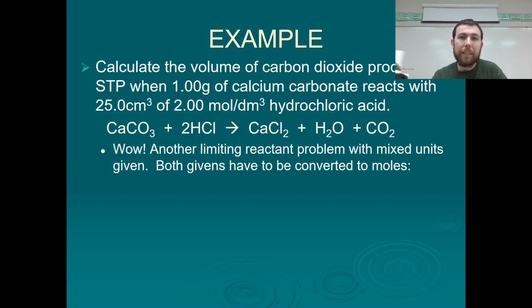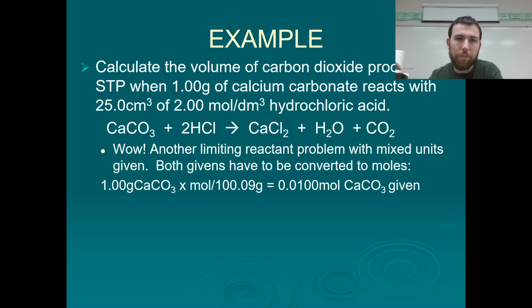And so we need to take both of the givens and get those to moles. With the grams of calcium carbonate, that's going to be dividing by the molar mass to get to moles. So you've got 1 gram of calcium carbonate divided by the molar mass of 100.09, so 0.0100 moles of calcium carbonate is given.